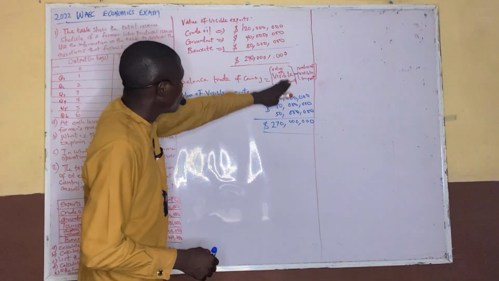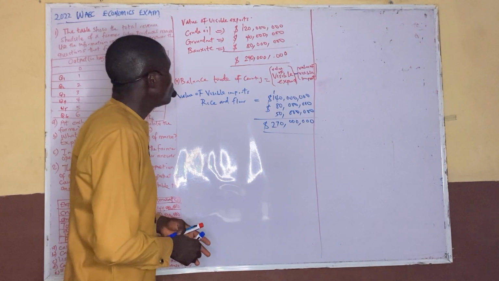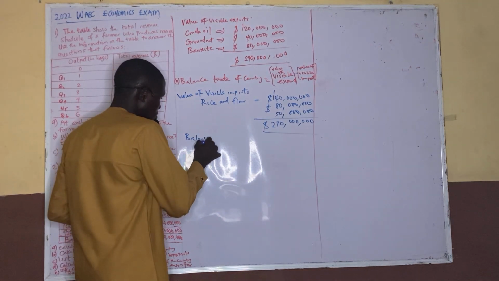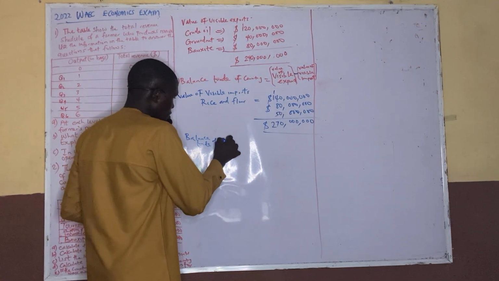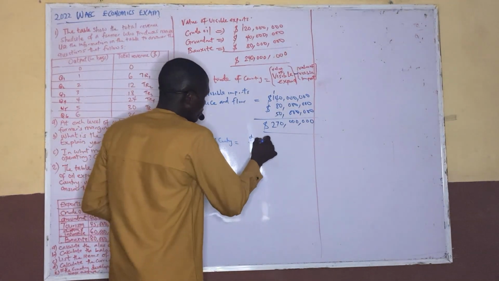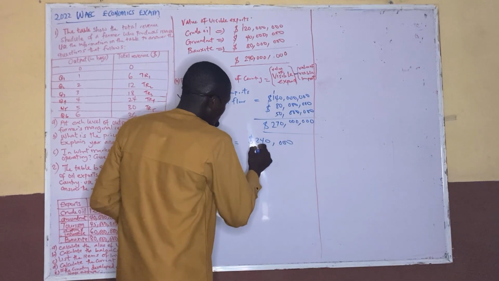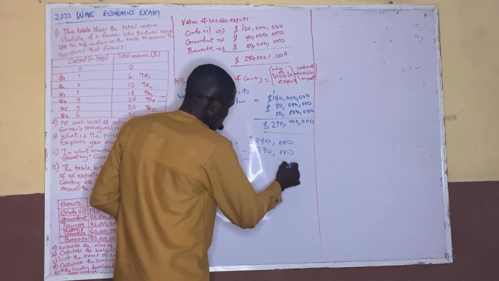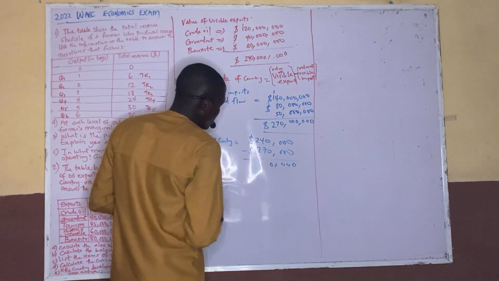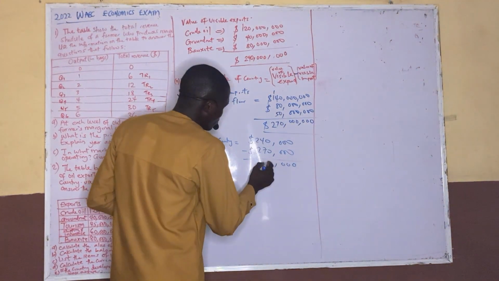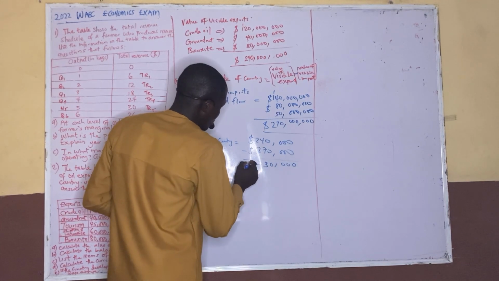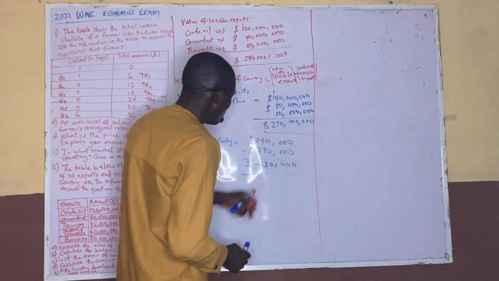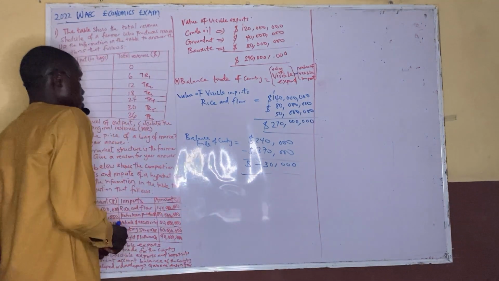Now the balance of trade of the country is value of feasible exports minus value of feasible imports. So the balance of trade of the country is equal to $240 minus 270 US dollars. We have 000. Now 270 minus 240 is going to give 30. So we have minus 30 US dollars.